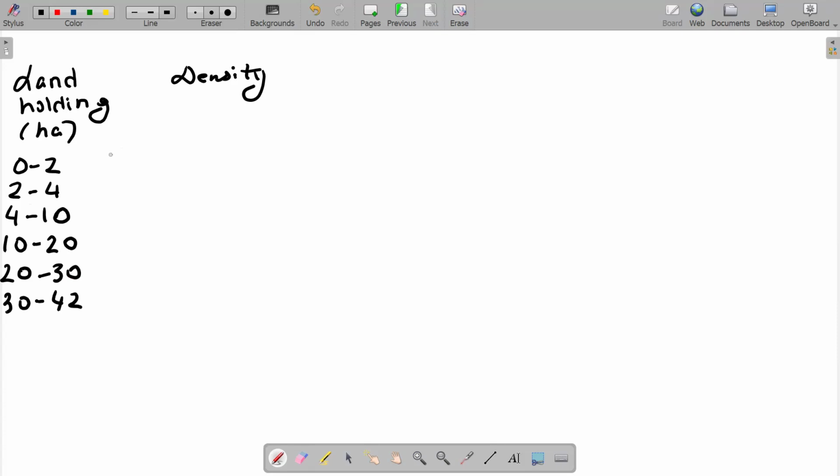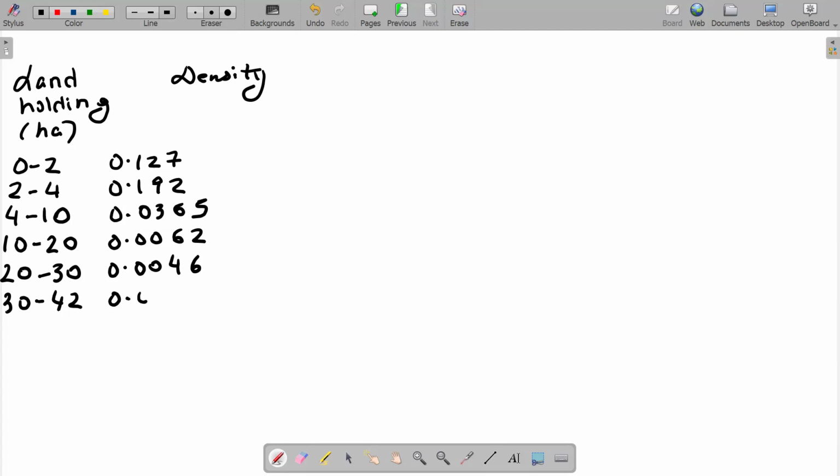Densities are 0.127, 0.192, 0.0365, 0.0062, 0.0046, 0.0031. This is my density. Now I can plot a histogram. So let's look at a graph.